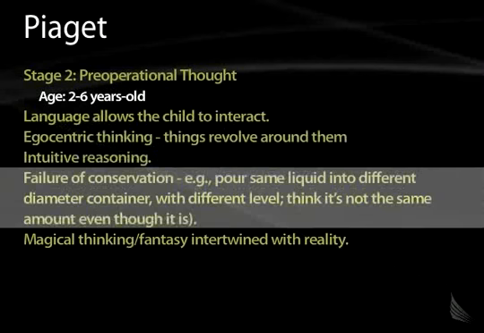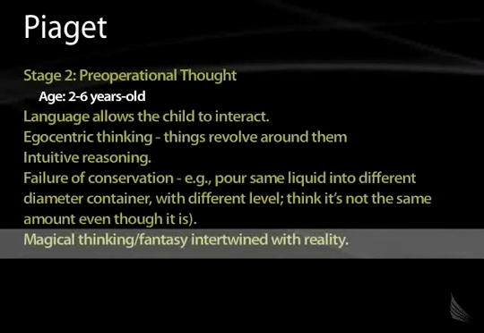They also have failure of conservation. An example of this is if you were to give a child a tall, skinny glass and a short, fat glass, and you put the same amount of liquid in each, the child would say that the tall, skinny glass had more liquid in it than the short, fat glass. They're not able to tell that it's the same amount. They think that because it's in a different container, that makes a difference in the amount of water. And again, magical thinking and fantasy is intertwined with reality. Frequently in this age group, you will see kids having imaginary friends, which is very common.